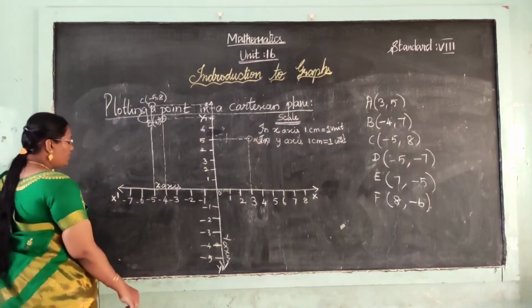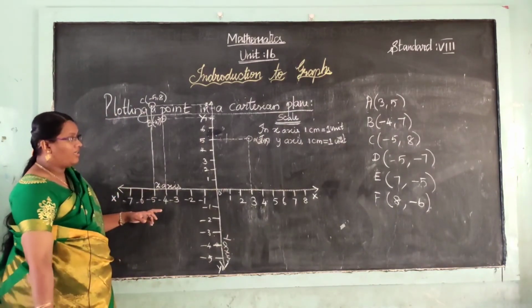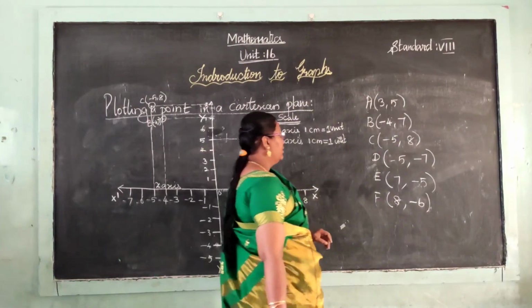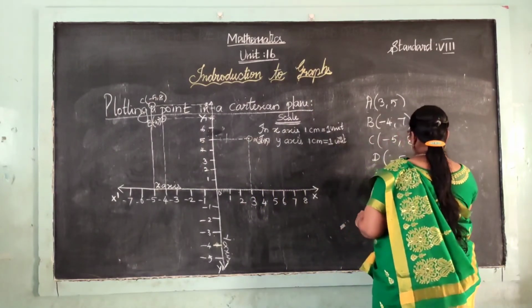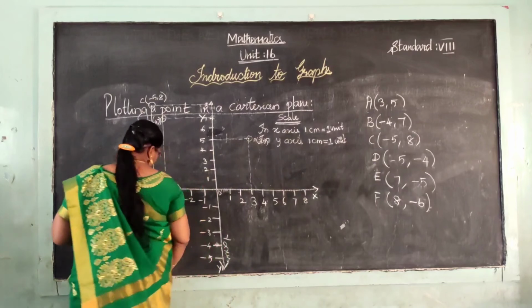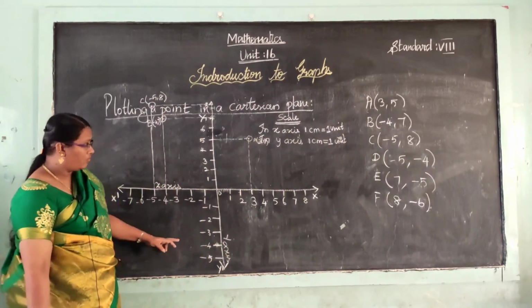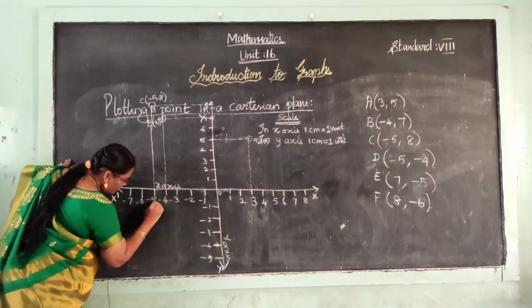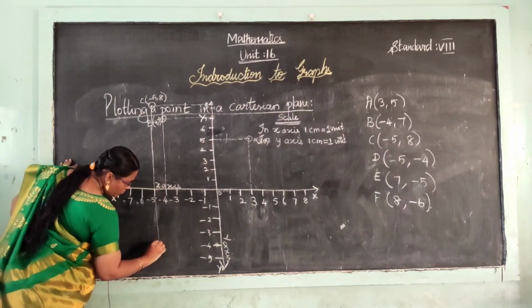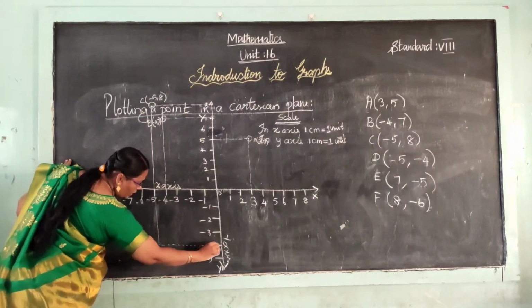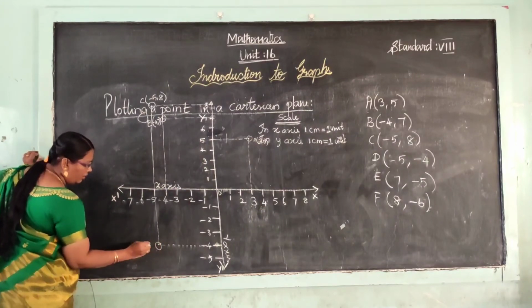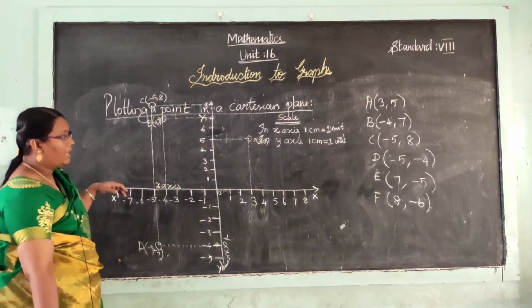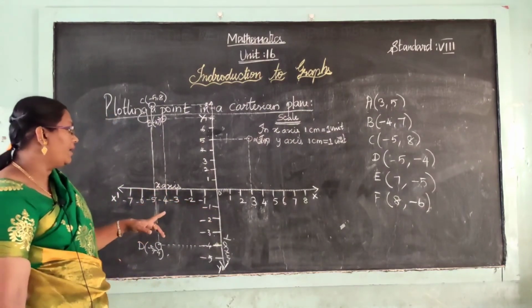Okay, and next draw -5, -7. So where is -5 here? So -7 in y axis. Where is -7 here? So we have considered -4. Okay. So where is -4 here? So here the diagram is below the horizontal line. Okay, that point is noted by D of -5, -4. Okay, and next one E of 7, -5.